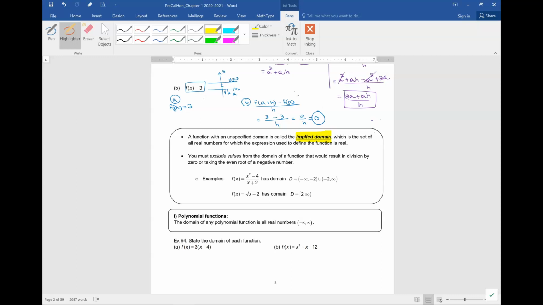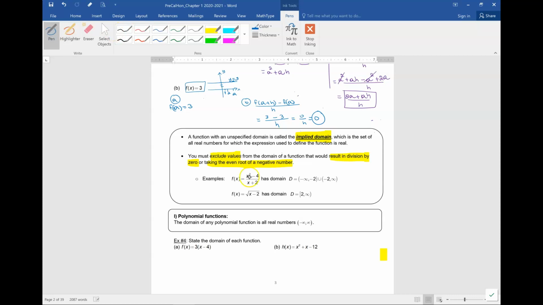Okay, how do we find the domain of a function? Well, first, the easiest way is to exclude the values from the domain over which that function is undefined, which means exclude the values which will result in you dividing by 0 or taking the even root of a negative number. Okay, so for example, let's take a look here.